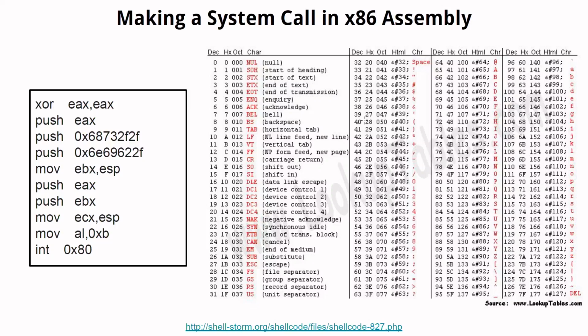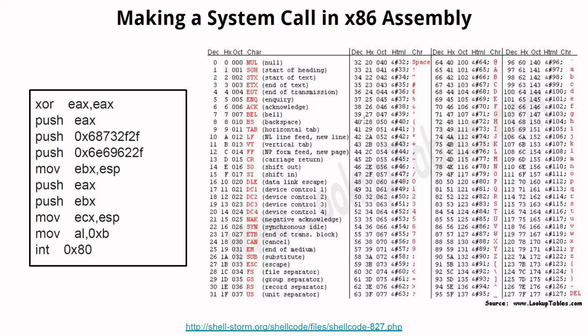Then we push EAX. We said before, push is to push something onto the stack. Then after that, we push some strange values there, 68, 73, 2F, 2F. I put the ASCII table here. If you check, 68 hex is h, right? 73 there is actually s.